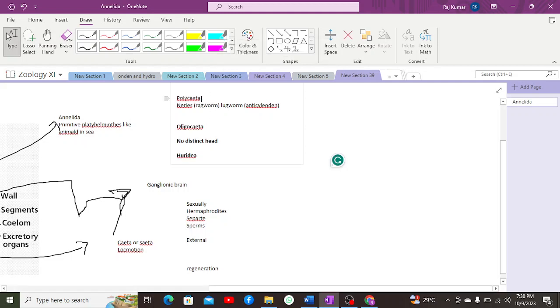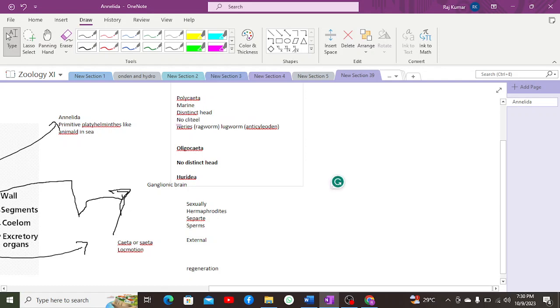So first, let us go through the characteristics of Polychaeta. Polychaeta are marine organisms. They have a distinct head. There is no clitellum, and examples include Nereis, ragworm, and lugworm. They have parapodia, with a large number of chaetae on the parapodia. These are a few characteristics of the Polychaeta.